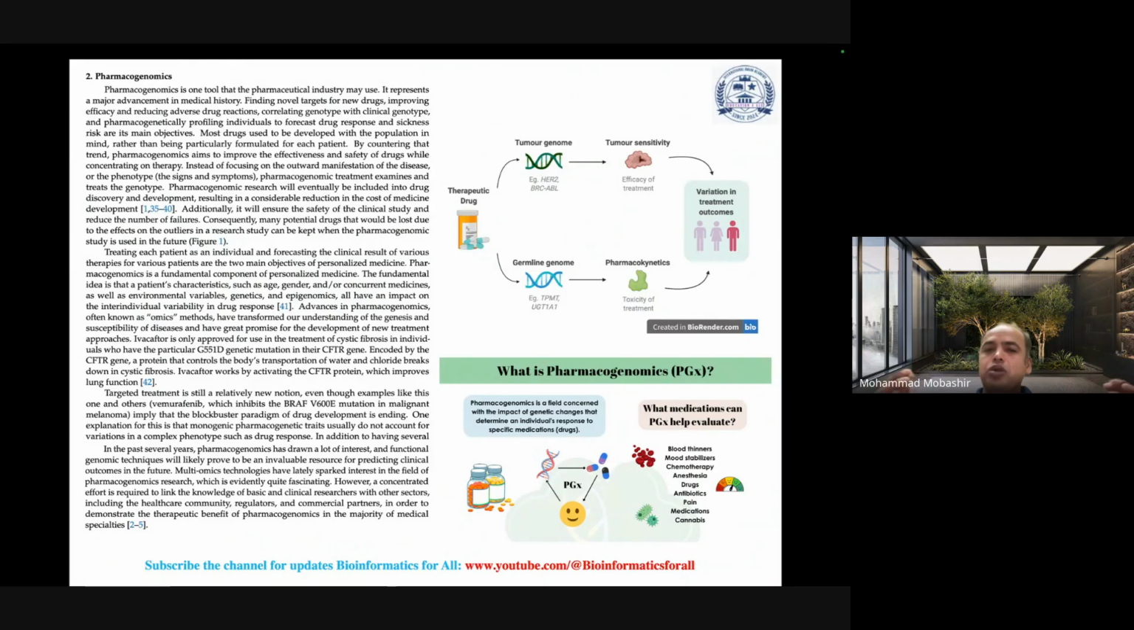So pharmacogenomics is a field concerned with the impact of genetic changes that determine an individual's response to specific medications or drugs.